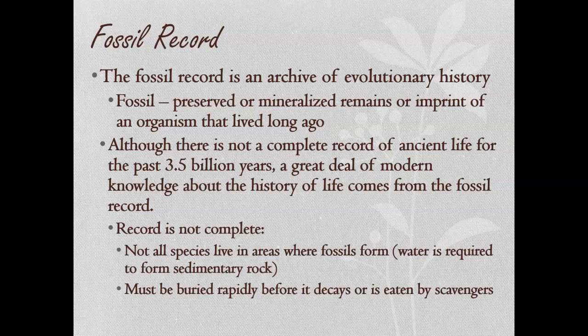And although this record isn't complete for the past 3.5 billion years that Earth has existed, a lot of our modern knowledge about life on Earth as a whole does come from the fossil record. Now, like I said, it isn't complete. In order for a species to have been fossilized, there's a couple of pieces that would have had to fall into place. First off, that organism would have needed to die near water. So our fossils are only formed in sedimentary rock.